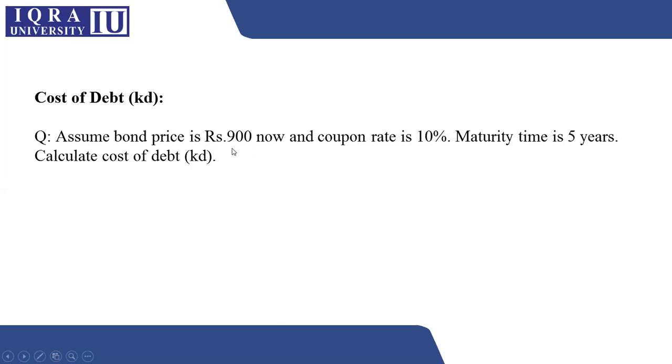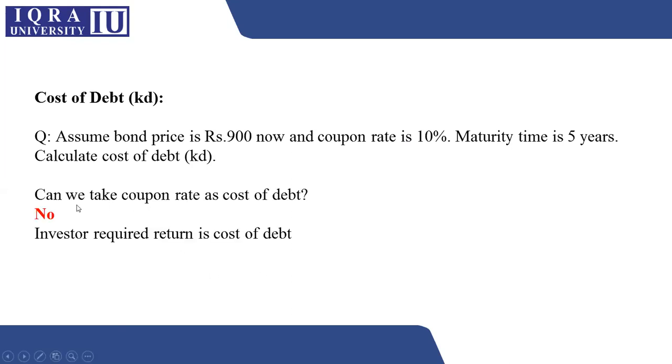Right now, as you can see, this bond is being offered at a discount. So in the bond valuation chapter, we understood that in such a situation, we have to calculate the investor required return, which in other words is also called yield to maturity. So can we take the coupon rate as cost of debt? No, you should be very careful. Of course, we can take this provided that the bond is currently being offered at par value. Since the value is lower than the par value, this coupon rate cannot be taken as a cost of debt.